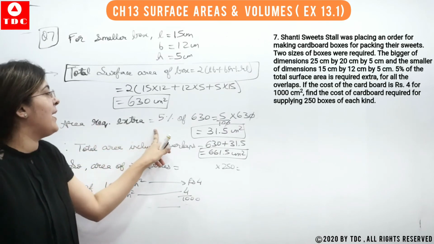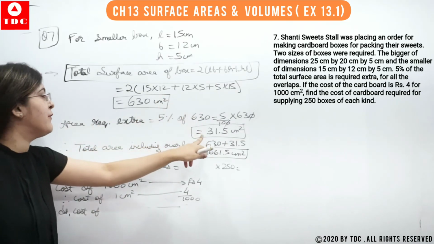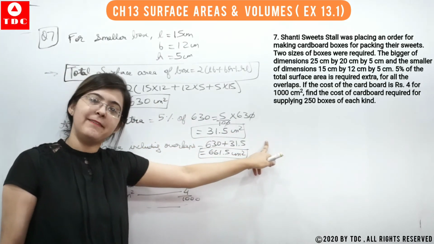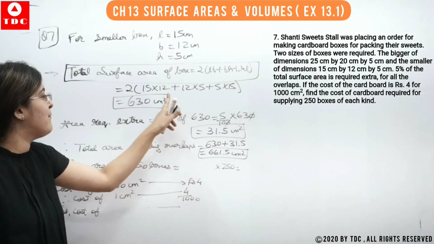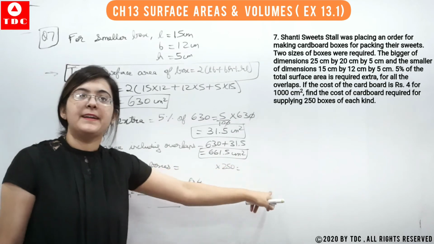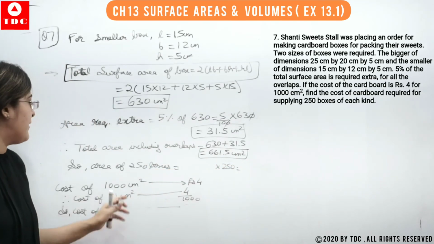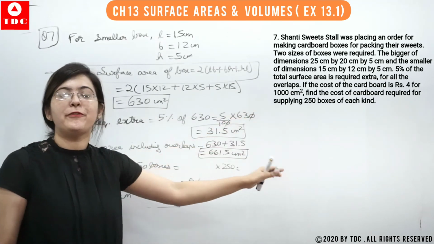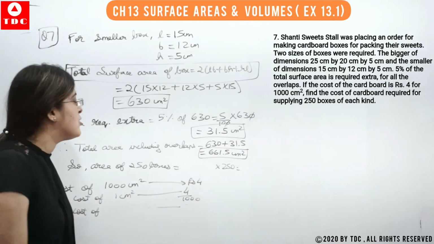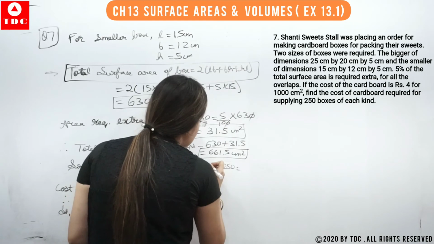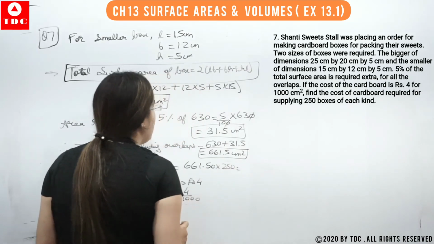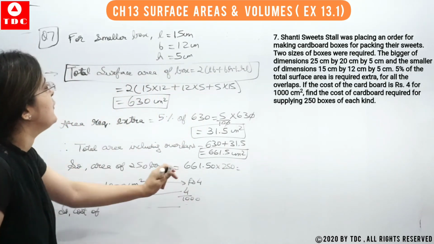Then area required extra will be 5% of this. That is coming 31.5. Now the total area including overlap will be this plus this. That is 661.5. Now again we want 250 boxes of smaller size also. So multiply it, total area will be 661.50 into 250.